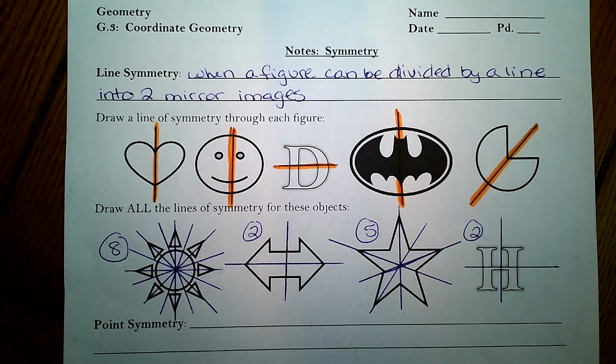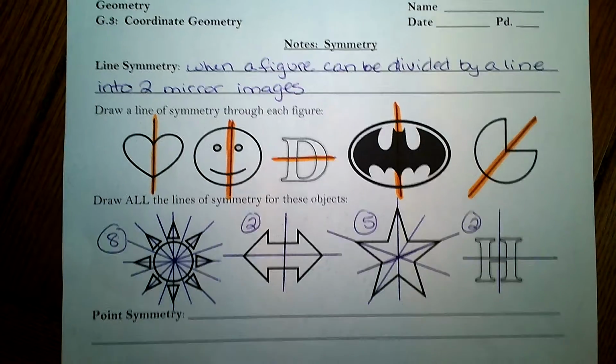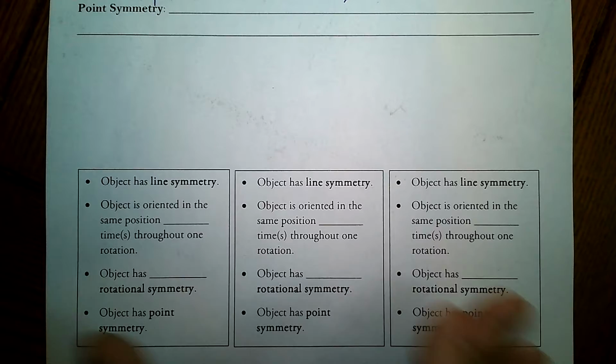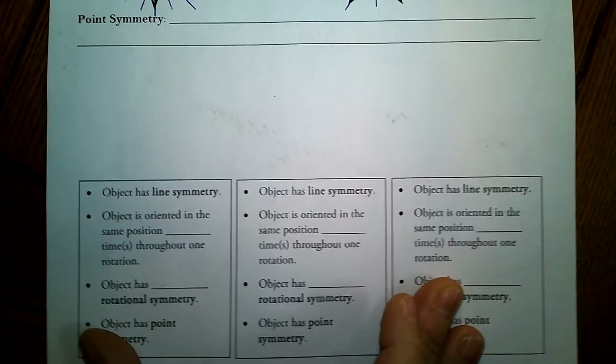So line symmetry is when a figure can be divided by a line into 2 mirror images. Sometimes we only have 1 line of symmetry, like these first 5 examples, and other times we have multiple lines of symmetry. The next type of symmetry I want to talk about is point symmetry, and this may be new for you. Maybe you have not learned about point symmetry yet.